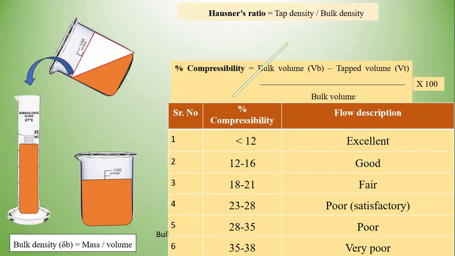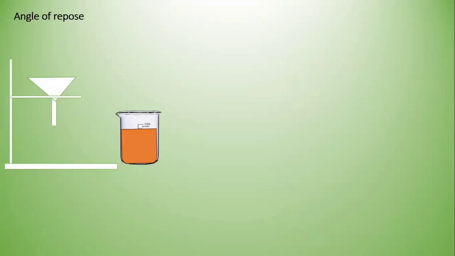Now the second one is the Hausner's ratio, which should be calculated. That is the tap density divided by bulk density, which gives you the Hausner's ratio. Next one is the angle of repose.